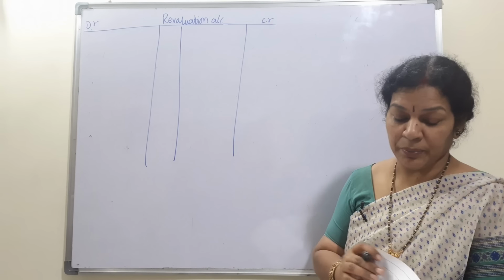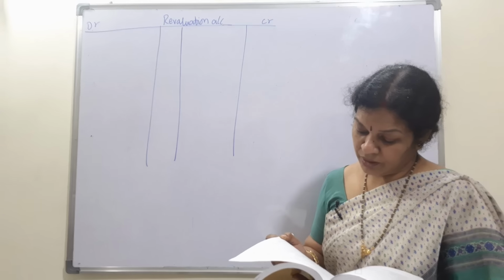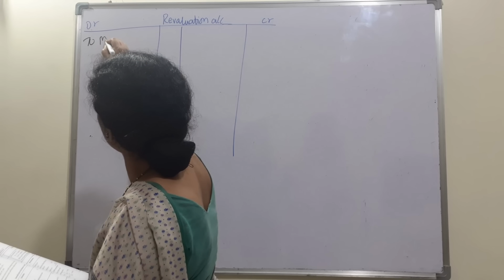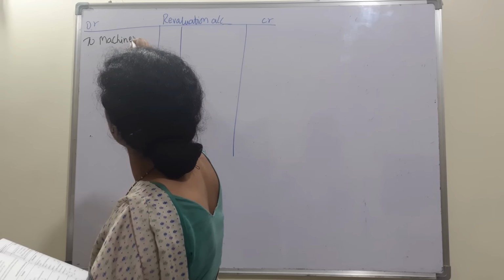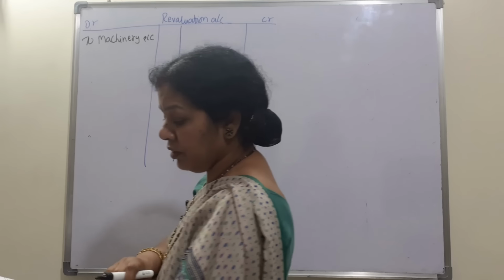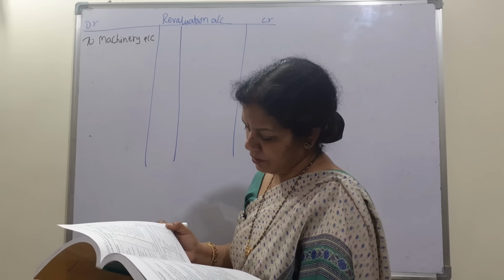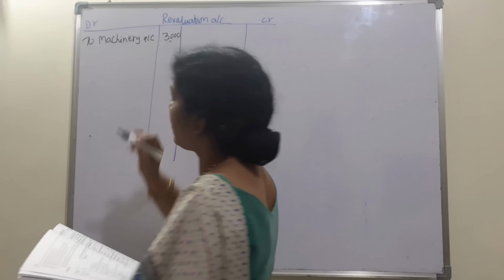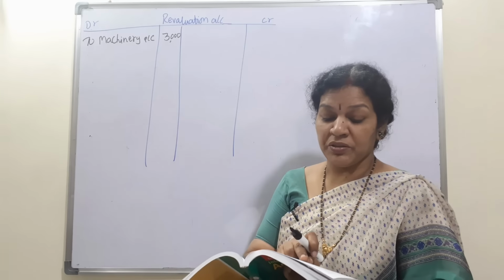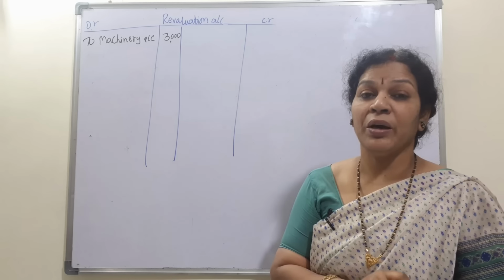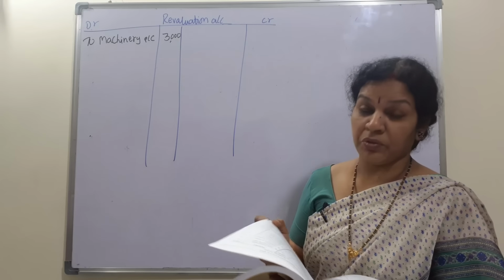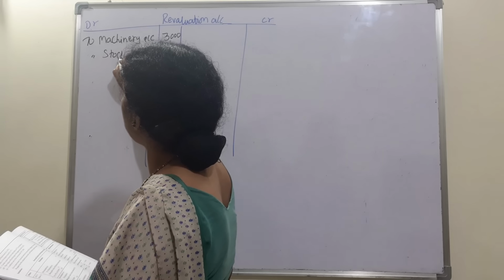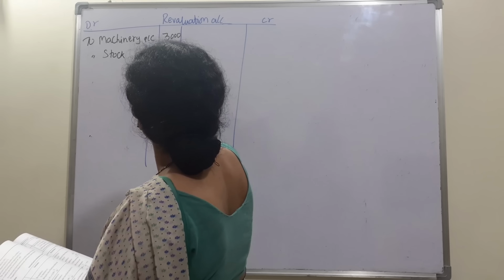Depreciate machinery value by 10%. Machinery is here 30,000, 10% means 3,000, to machinery account. And in the same way, stock is to be depreciated by 5%. Stock value is here 20,000, 5% means 1,000 rupees. Depreciation means loss. Loss will be on the debit side. 1,000 it is.